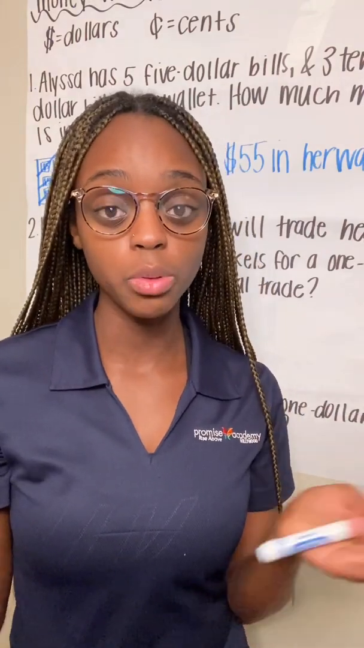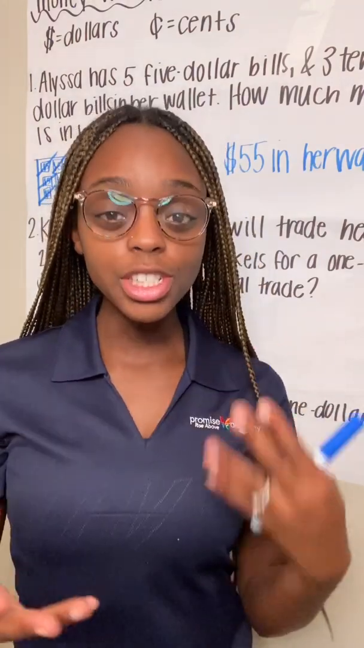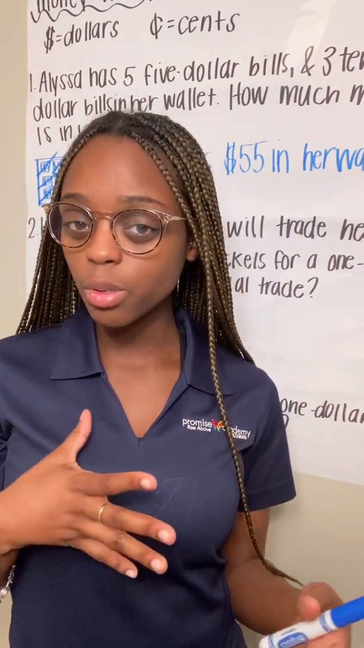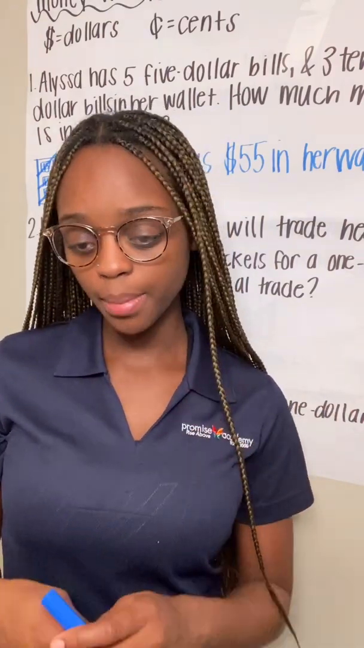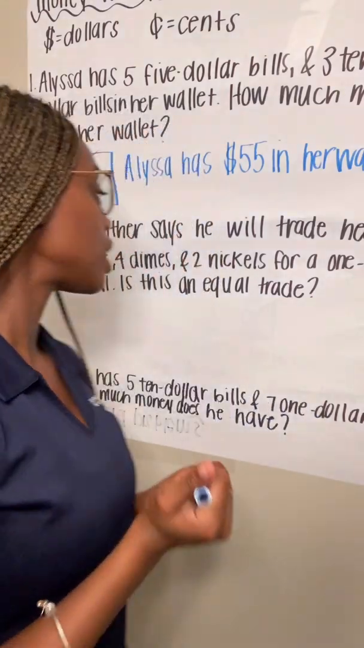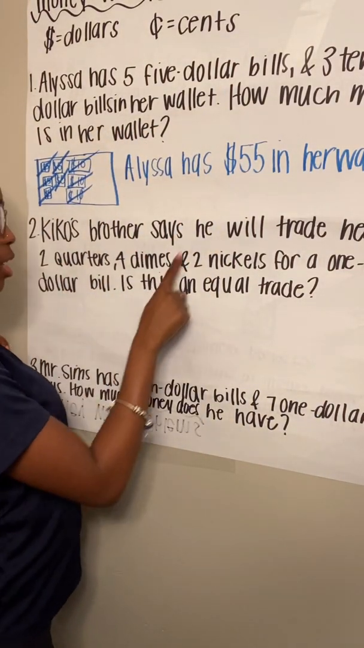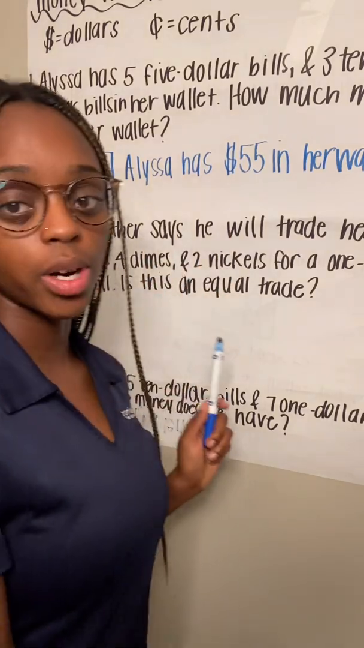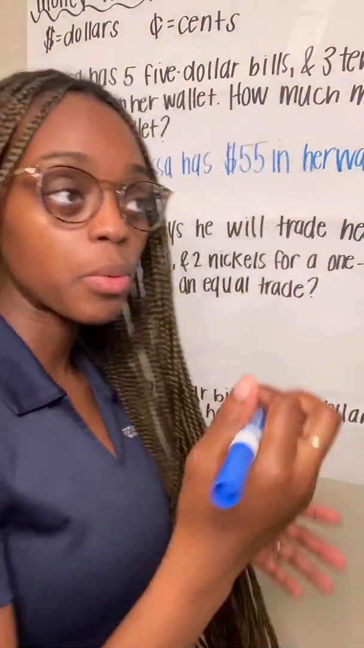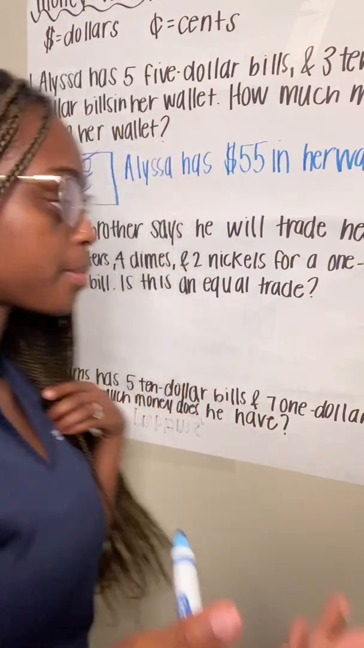Now, off the top of my head, I probably don't know if it's an equal trade. So I should draw something so that I can understand if this is an equal trade or if it isn't an equal trade. So the first thing that you want to do is put these in order. As you can see, 2 quarters, 4 dimes, 2 nickels, they're already in order. So I want you to draw them first.